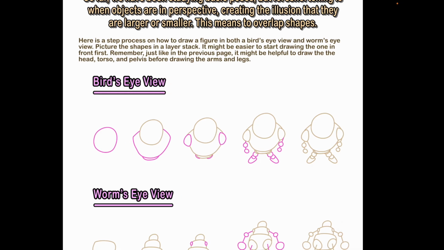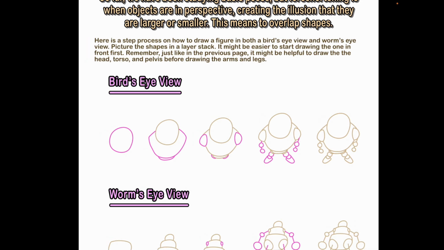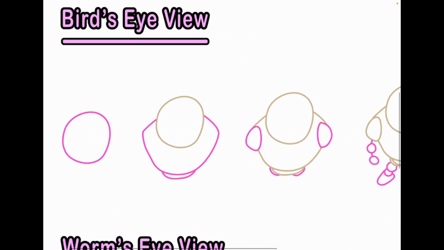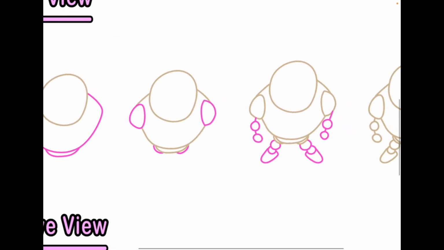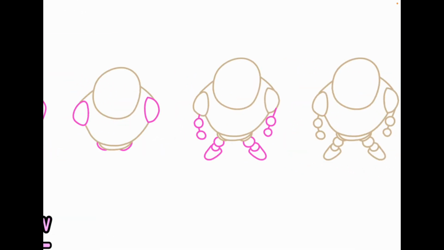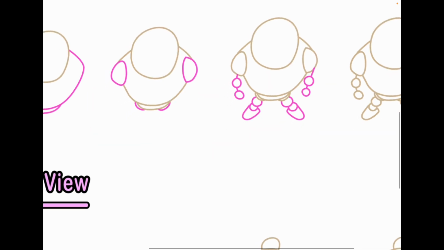So I drew the head first, then the torso, which is underneath the head in the layer order, and then the pelvis, which is behind the torso layer, which is almost hiding. And then I added shoulders and hand palms, knees, and feet.